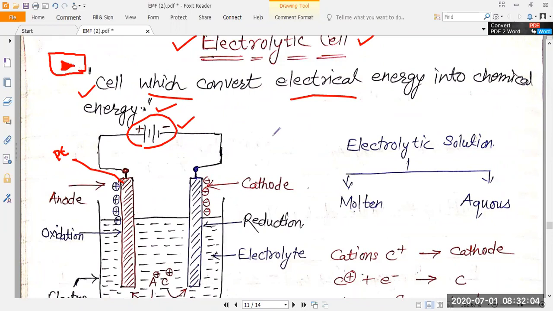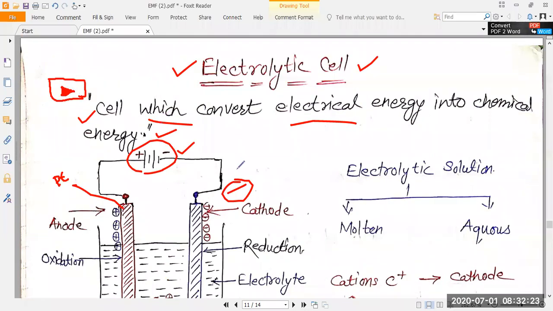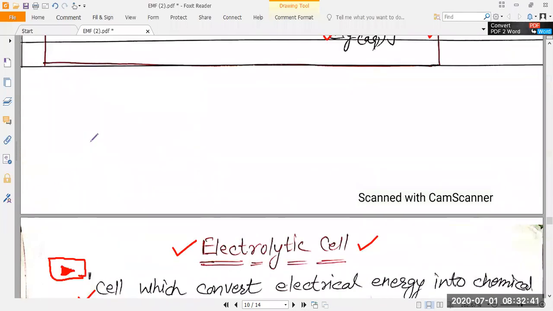In the electrolytic cell, this is the cathode, and the cathode will be negative here, but in the electrochemical cell, the cathode is positive. Dear students, listen carefully to what I am telling you. In the electrolytic cell, the cathode is negative and the anode is positive, whereas in the electrochemical cell the anode was negative.